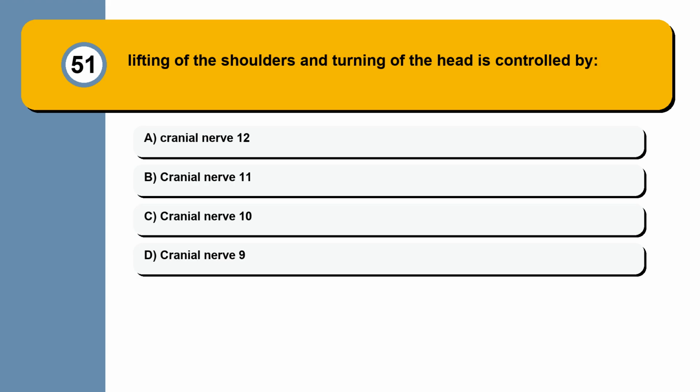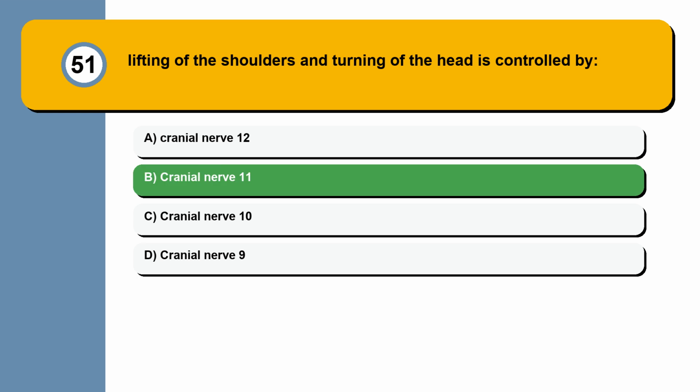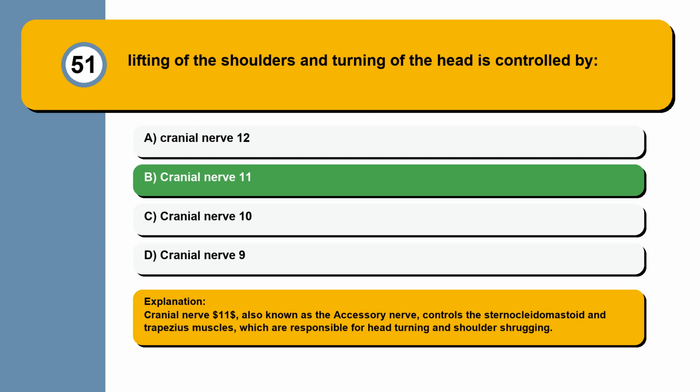Question 51. Lifting of the shoulders and turning of the head is controlled by. Here are your options. Option A, cranial nerve 12. Option B, cranial nerve 11. Option C, cranial nerve 10. Option D, cranial nerve 9. The correct answer is option B, cranial nerve 11. Explanation. Cranial nerve 11, also known as the accessory nerve, controls the sternocleidomastoid and trapezius muscles, which are responsible for head turning and shoulder shrugging.